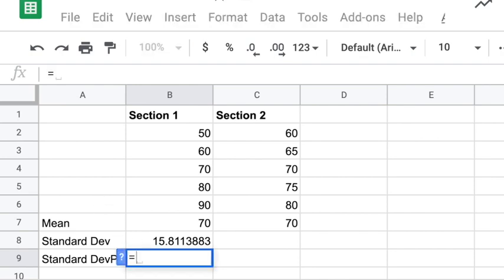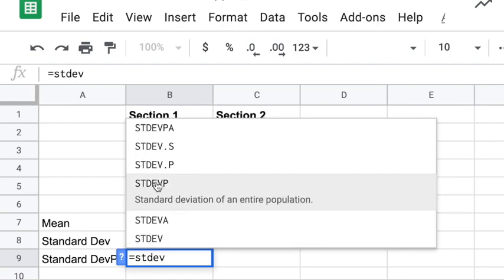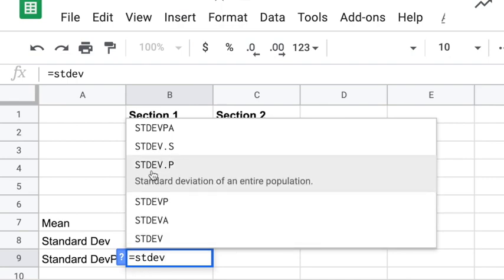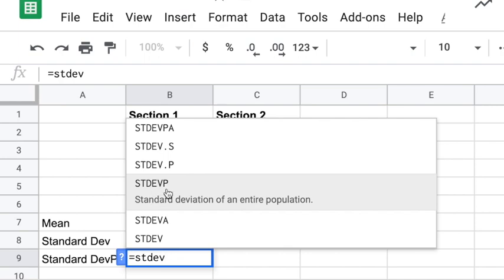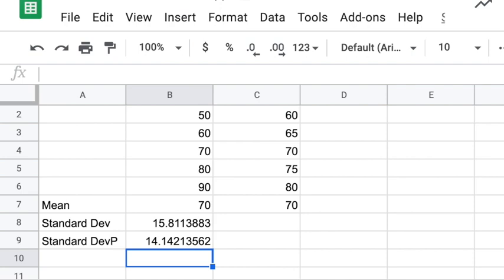Now if I do this one, this is Stdev either .p or p. Both of them are exactly the same thing. .p is a Microsoft Excel version of the formula. Just the P is Google Sheets. I'm just going to use the Google Sheet one. I'm going to select the 5 numbers and hit enter. And you'll notice that the population one is smaller and this sample one is a little bit bigger.